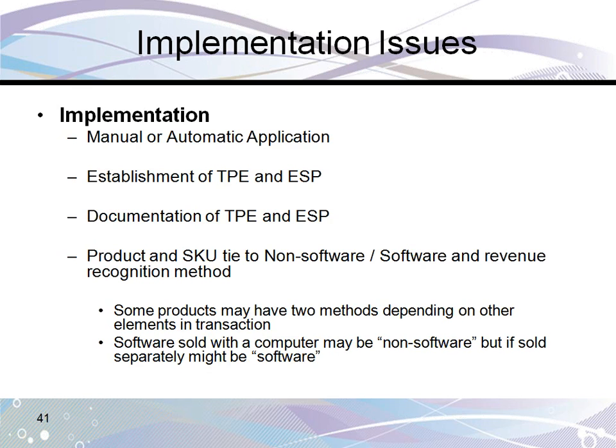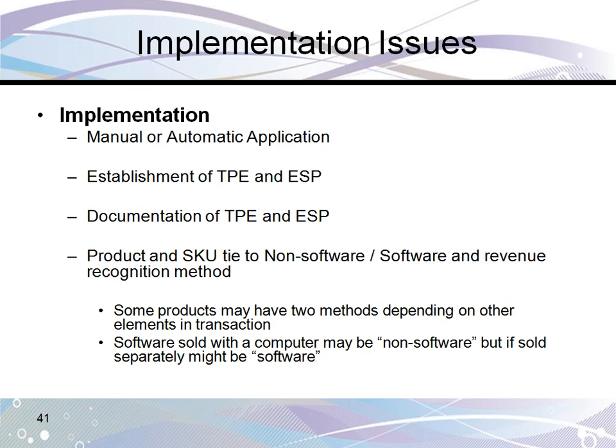Some of the implementation issues that we encounter: how are you going to do this relative selling price calculation? Are you going to do it manually for each transaction because you've only got a few, or are you going to do some kind of automatic application through either your ESP system or some sort of revenue recognition tool? What methods are you going to use to establish TPE and ESP for your transaction elements? And then you've got to document that methodology and disclose your methodology for your TPE and ESP, as you do now for VSOE.